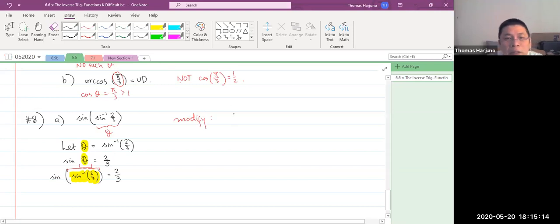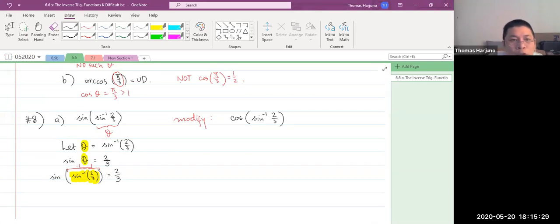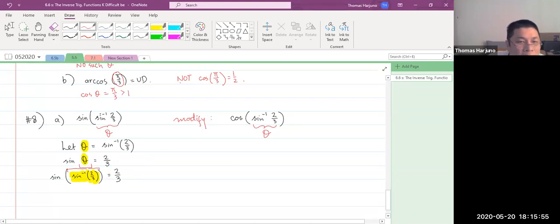We change that to, let's say, cosine of sine inverse of 2/3. Now you cannot cancel that anymore, right? If you stick with the canceling method, I change it to cosine and you ask me, Thomas, what can I do? And I will say, just cancel it. No, that's sarcasm. Your method of canceling only applies if you happen to have sine of sine inverse. But what if we have cosine of sine inverse, which are not inverse to each other? Then something more needs to be done, but the technique will be similar.